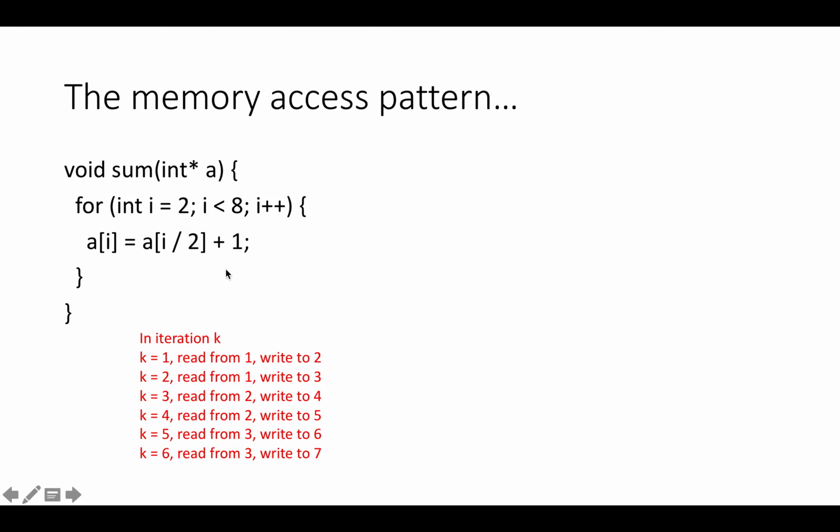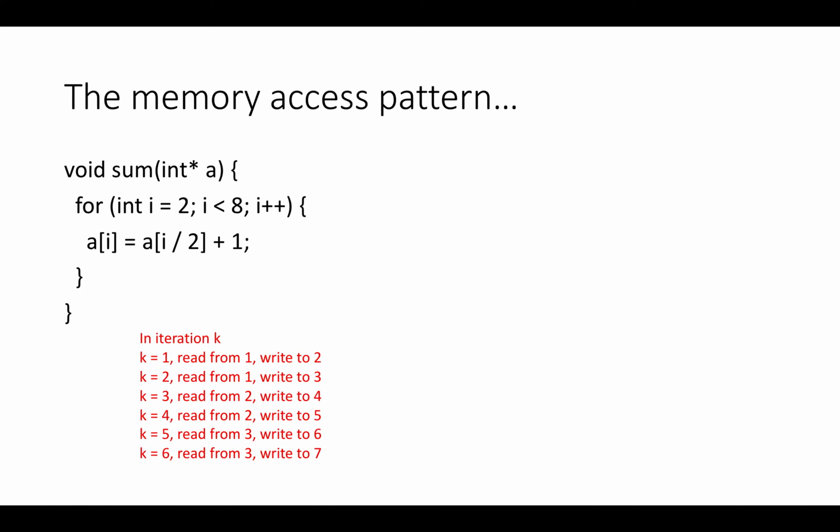So the memory access pattern here is going to be, at the first iteration of the loop, i is going to be equal to 2. So we're going to write to address 2 of a, and we're going to read from 2 divided by 2, which is 1. Then in iteration 2, i is going to be 3, so we're going to read from 3 divided by 2, which is 1, rounding down, and we're going to write to 3. Then we're going to read from 2 and write to 4, then read from 2 again and write to 5, and then read from 3 and write to 6, read from 3 and write to 7, and then we'll be done, because when we increment i again, we'll get 8, and i is no longer less than 8. So that's the memory access pattern.